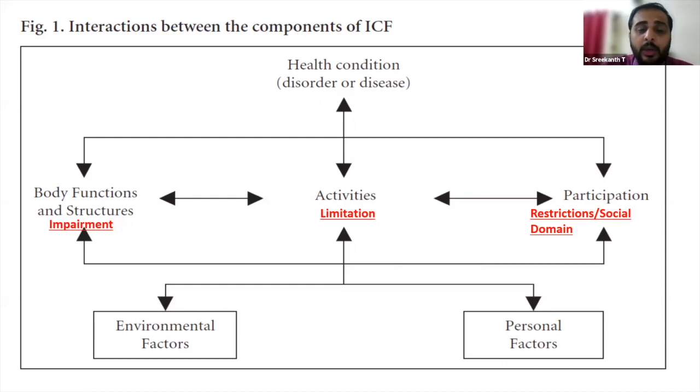Environmental factors could be, for example, not having adequate facilities at home to move the wheelchair. There might be barriers across the door because the structure of the houses might be a little outdated. So that can be an environmental barrier. Or other things could be not having any facilities. And personal factors could be other medical conditions, or the age or gender of that person.